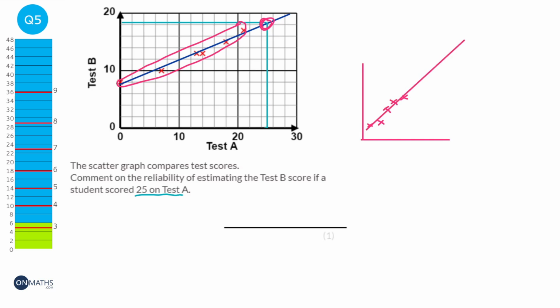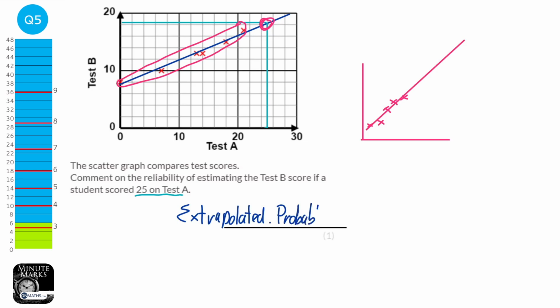You do slowly stop growing, and so we don't know whether the trend continues. So we call this extrapolation. We say that the data has been extrapolated, and what that means is it is probably not accurate. When you have a prediction outside the range of the data, we say it's probably not accurate. If it was inside the data, we would say it's interpolated, and that's actually quite accurate.